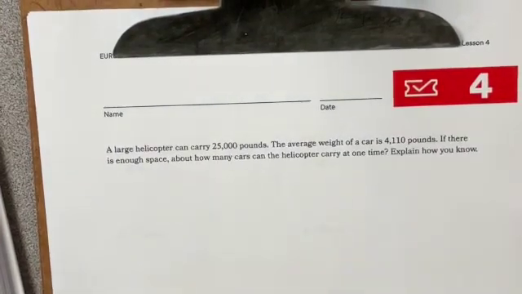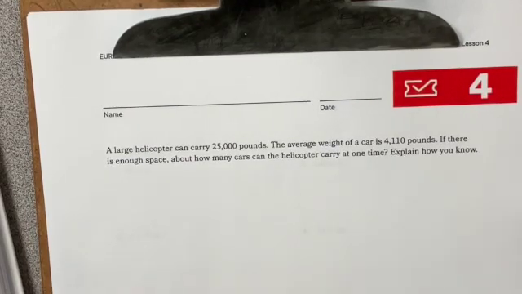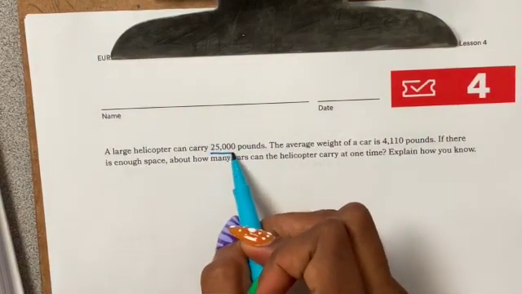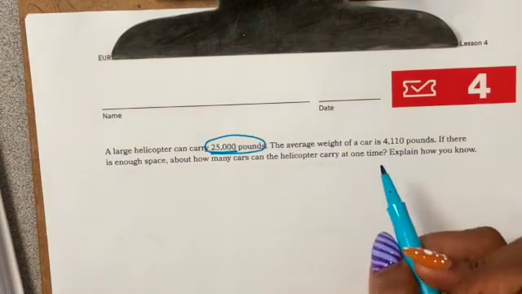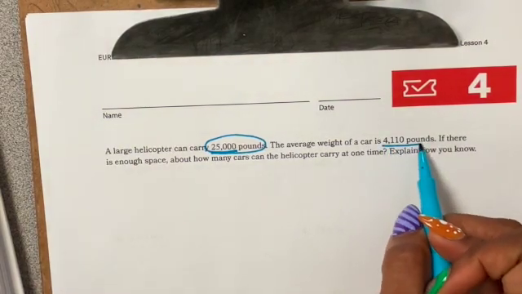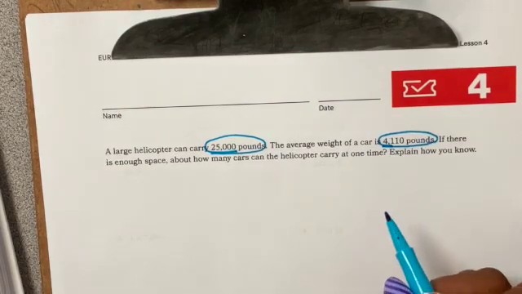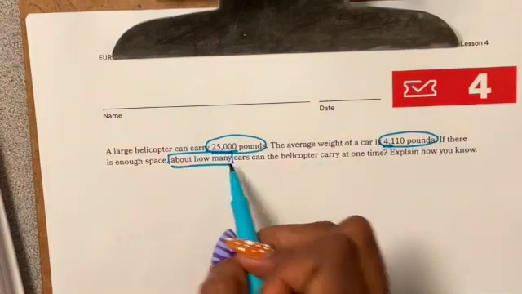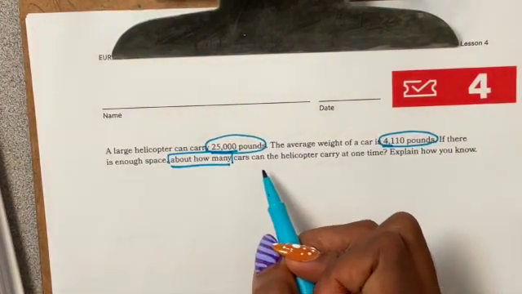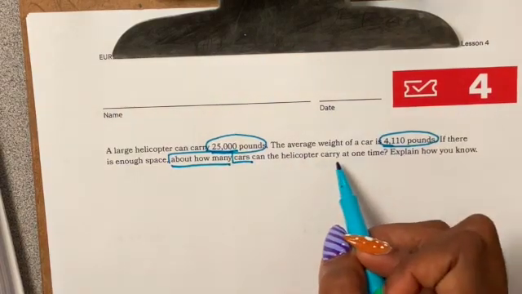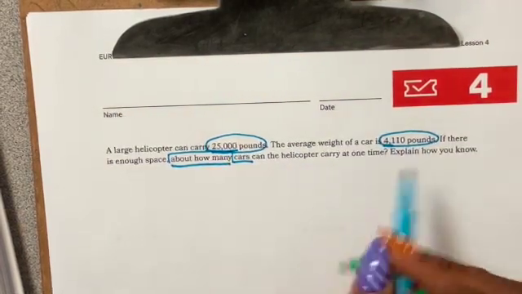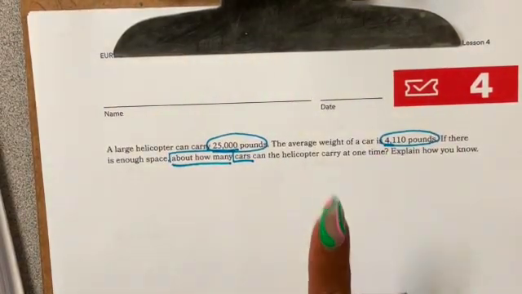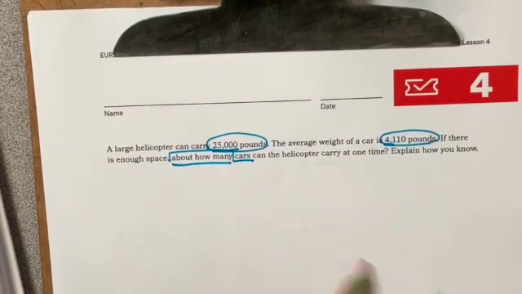Now I'm going to go over the exit ticket. So, we annotated this together in class. A large helicopter can carry 25,000 pounds. The average weight of a car is 4,110 pounds. If there is enough space, about how many, which tells me that I'm estimating, about how many cars can the helicopter carry at one time? So, based off of how this question is worded, I know that I am dividing because I'm trying to figure out how many I need for one car, right?